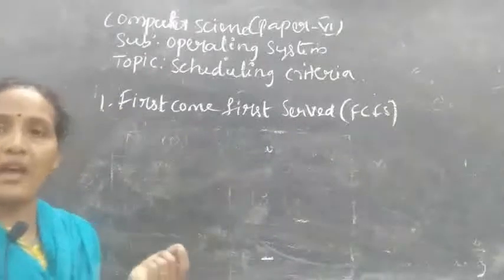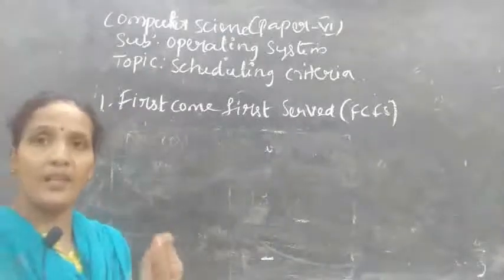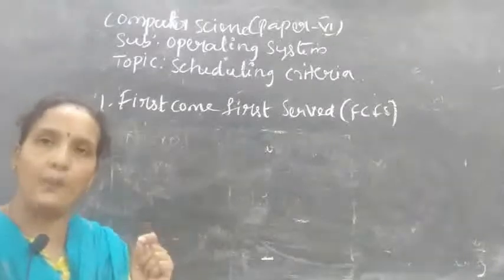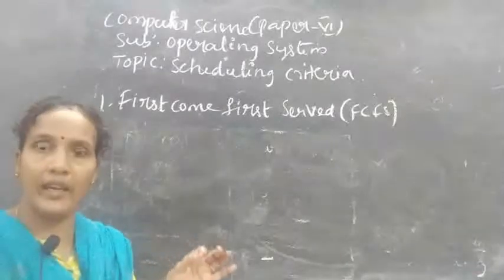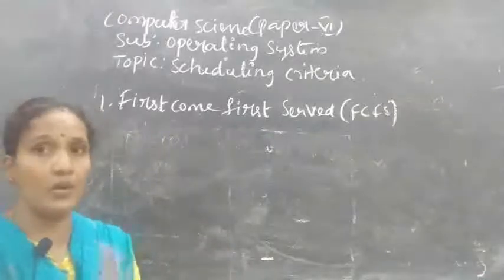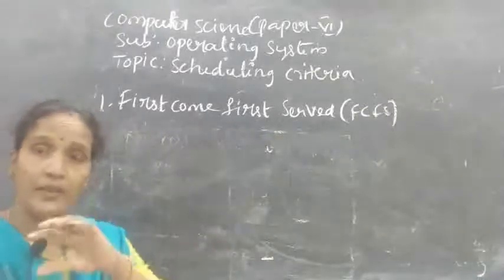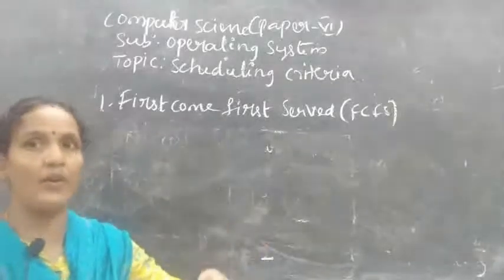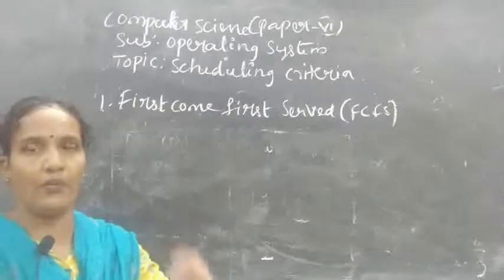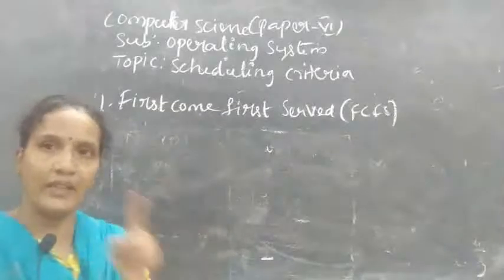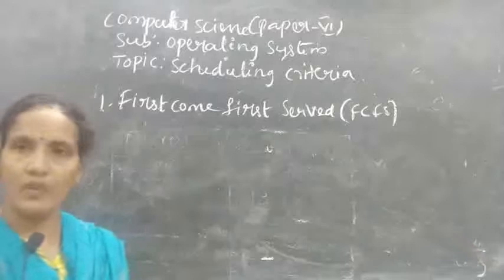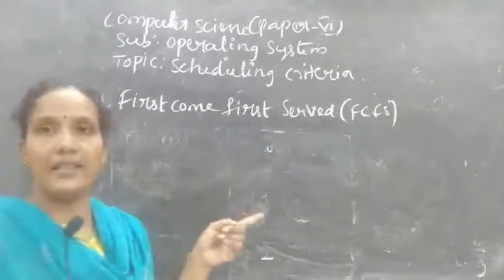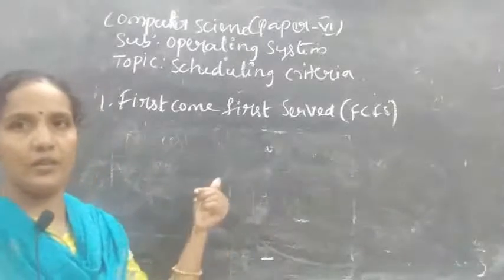So what is the average waiting time? The waiting time of all the processes in the ready queue, not only a single process. You need to calculate the sum of the waiting times of all the processes and divide by the number of processes. Understood? Now here we'll calculate the average waiting time of the processes.